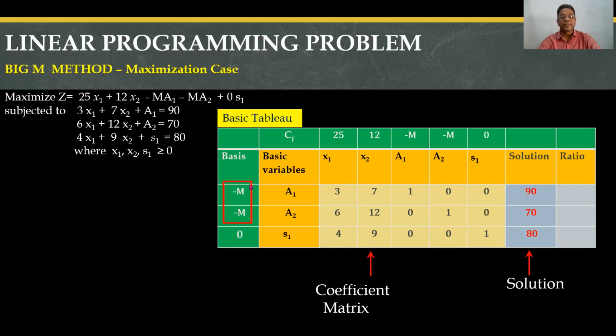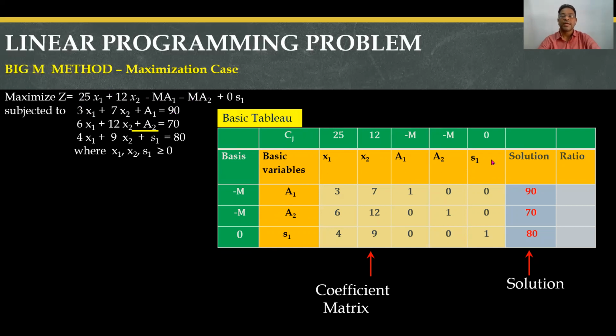Here we write the values from the objective function. This is minus M representing a1 in the objective function, and this is minus M representing a2 in the objective function. Similarly, here for x1, x2, a1, a2, s1: 25 is the coefficient of x1, 12 is the coefficient of x2, minus M is the coefficient of a1, minus M is the coefficient of a2, and 0 is the coefficient of s1.